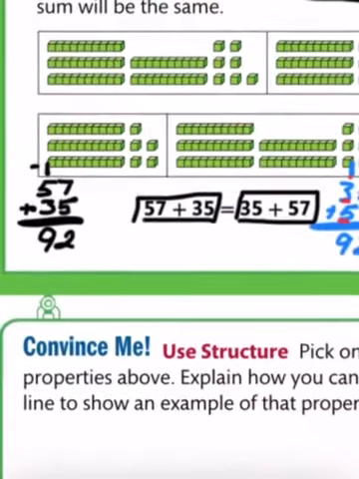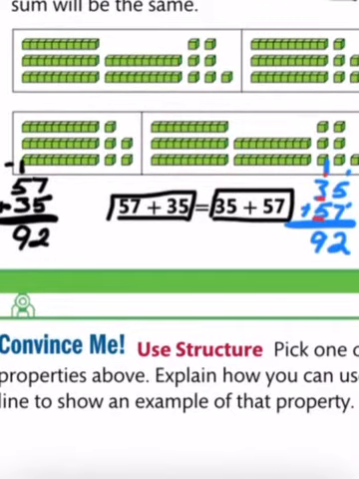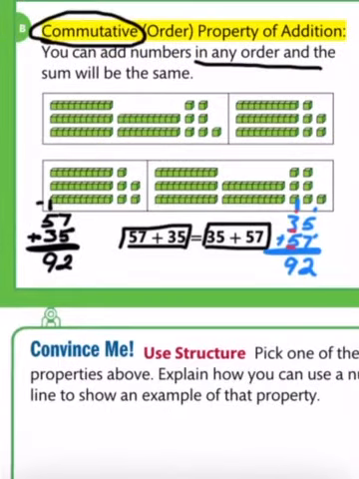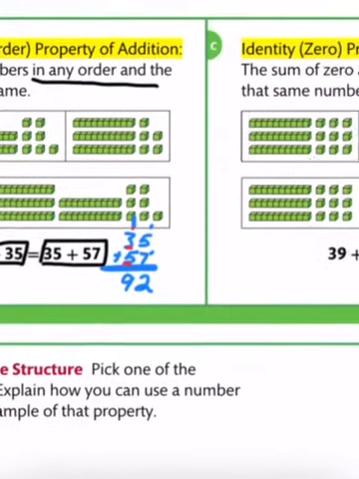The sum is the same. They both equal 92. So the commutative property of addition, we can just flip them around and we get the same answer.